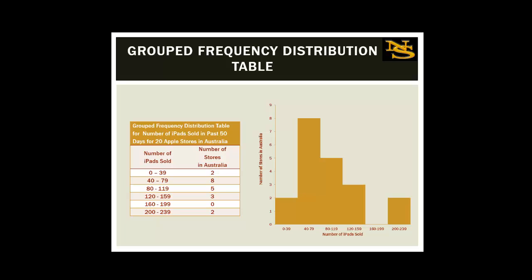So I used a histogram because the number of iPads is a ratio variable. And if we look at this, it's the same type of system as before. You have the values of your data set represented along the x-axis, and then the height of each bar represents the frequency of each of those values. And here we can see that we have a unimodal distribution. Most stores sold between 40 and 79 iPads in the past 50 days, and it is a positive skew, meaning that the bulk of iPads sold were in the lower end of the distribution, with a couple of stores that sold a lot more than everybody else.